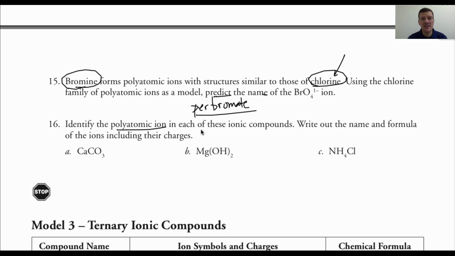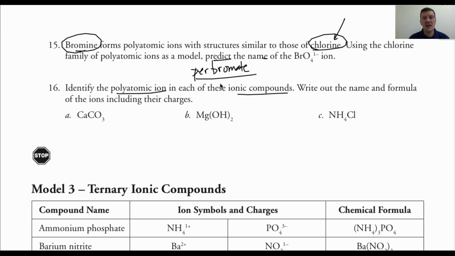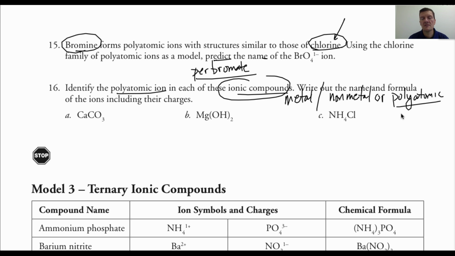Identify the polyatomic ion in each of these ionic compounds. Write out the name and formula of the ions, including their charges. So notice what we have here. We have an ionic compound. How do I know it's an ionic compound? Remember from a previous video, an ionic compound is always going to have a metal and then a non-metal, or that non-metal may not be an individual non-metal element or atom, but it now might also be a polyatomic ion. Okay?